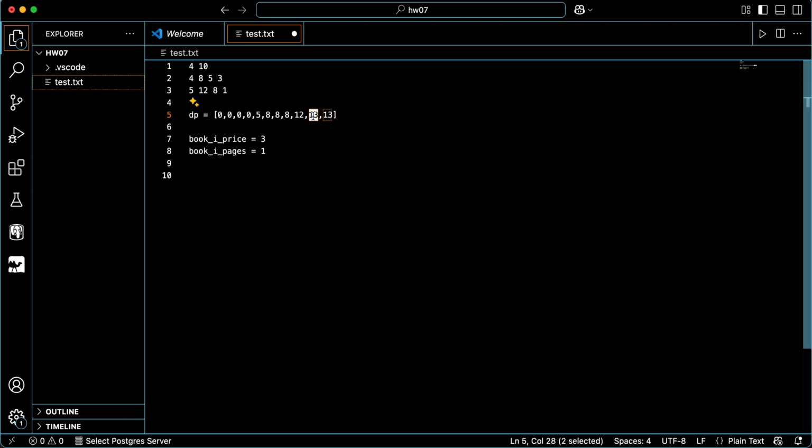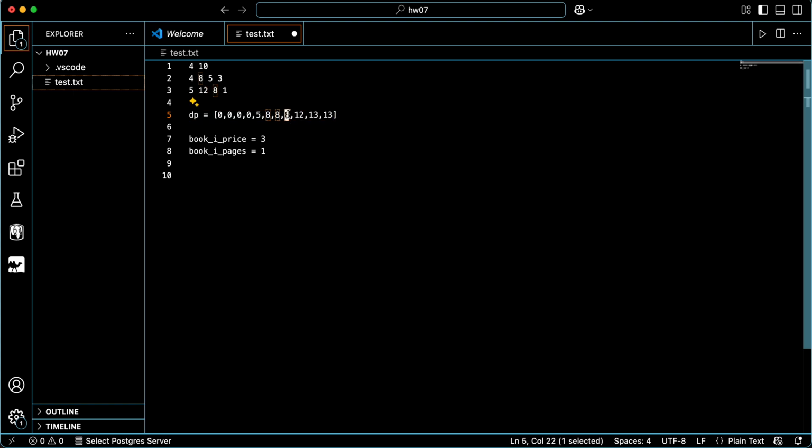And so we can do the same thing here. So 9 minus 3 is 6. 0, 1, 2, 3, 4, 5, 6. 8 plus 1 is 9, so that doesn't make sense either. Here we have 8. 8 minus 3 is 5. 0, 1, 2, 3, 4, 5. 5 plus 1 is still not more.